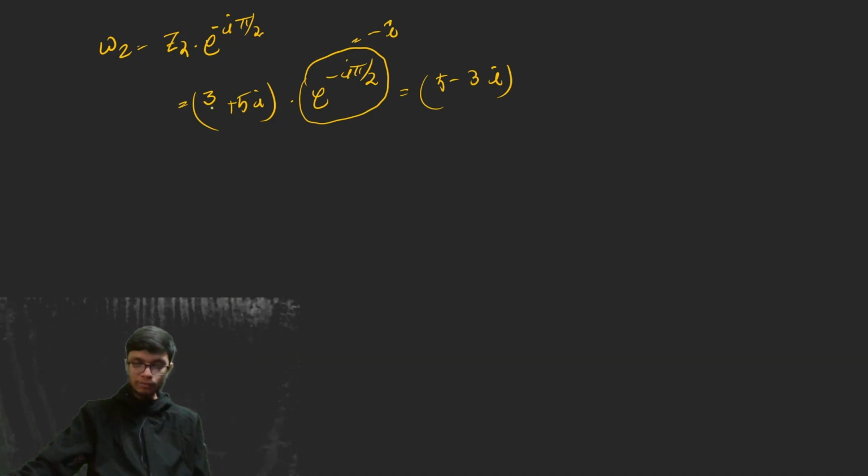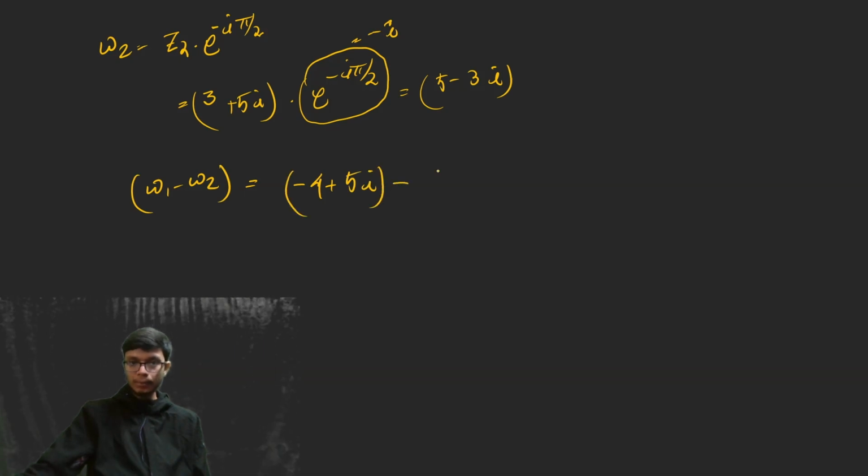Now I have to look for the value of w1 minus w2. If you consider w1 minus w2, you will get it as, you can do this yourself, minus 4 plus iota minus 5 minus 3 iota. This value will be equal to minus 9 plus 8 times iota.